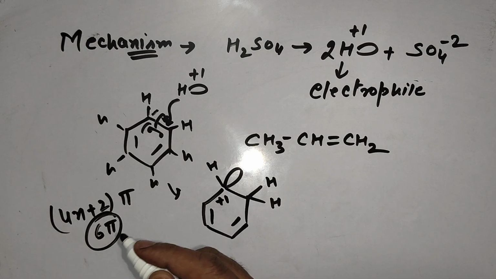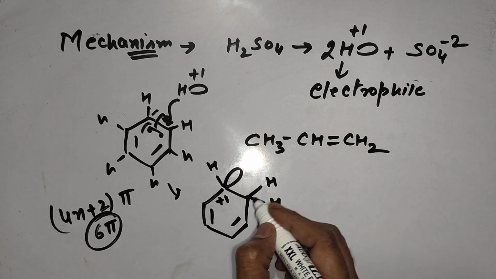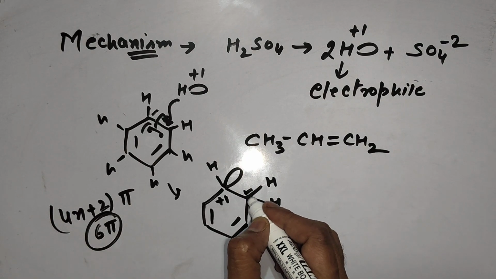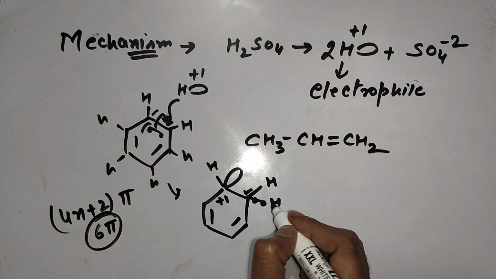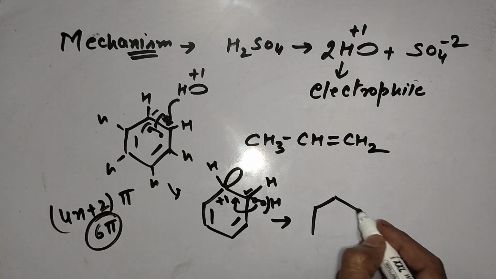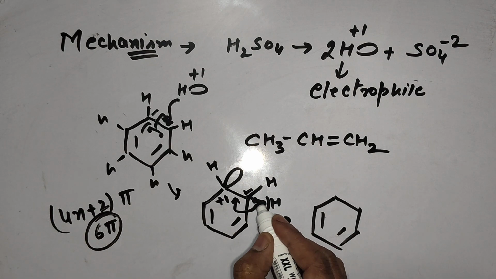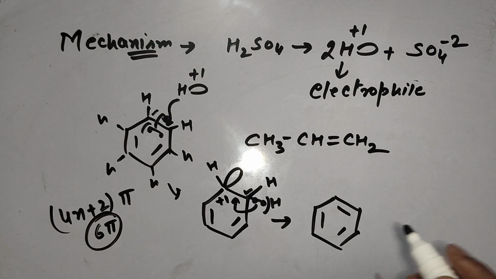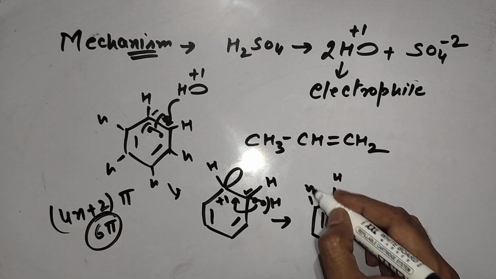To bring its aromatic nature back, what will it do? This carbon has made this carbon unstable. So this carbon will rearrange its stability. How? By breaking the bond from the old hydrogen and shifting it here. And obviously electrons will completely shift toward carbon because hydrogen is less electronegative. Double bond will generate. So you can check.